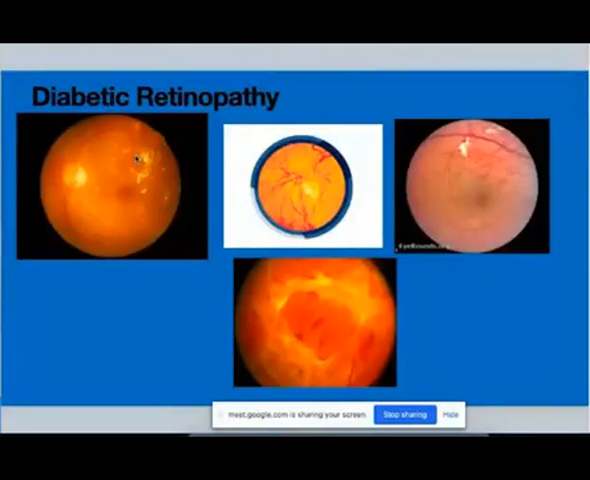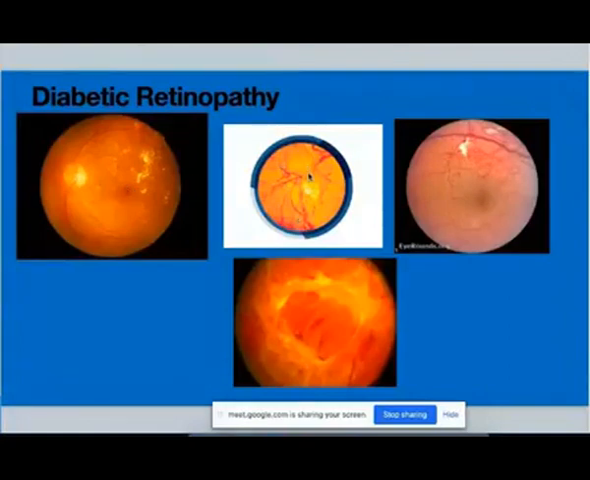This is a picture of a non-proliferative diabetic retinopathy. These yellow dots are the hard exudates. And if it goes near the foveal area or the central macula, the patient will have macular edema and the central vision will go down. So we treat this with anti-VEGF injections.